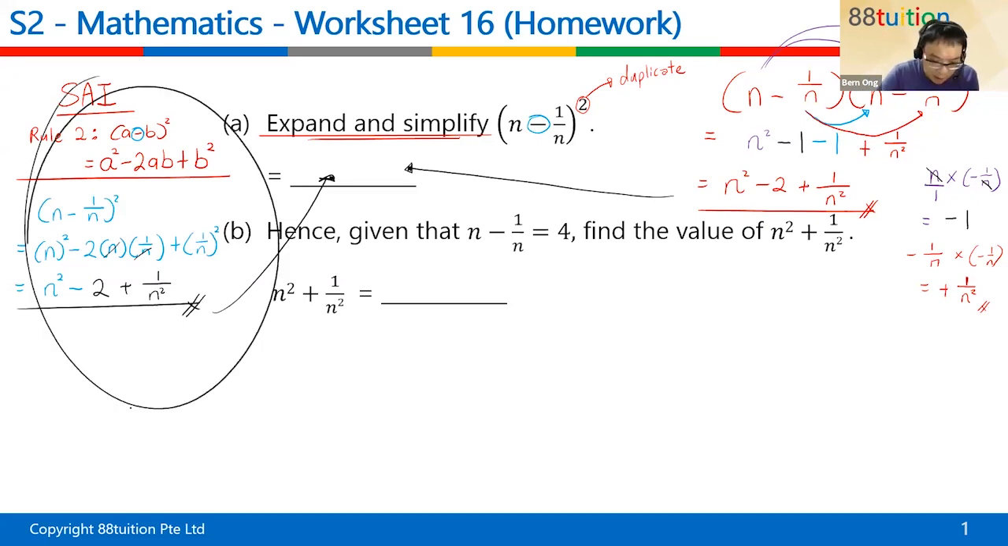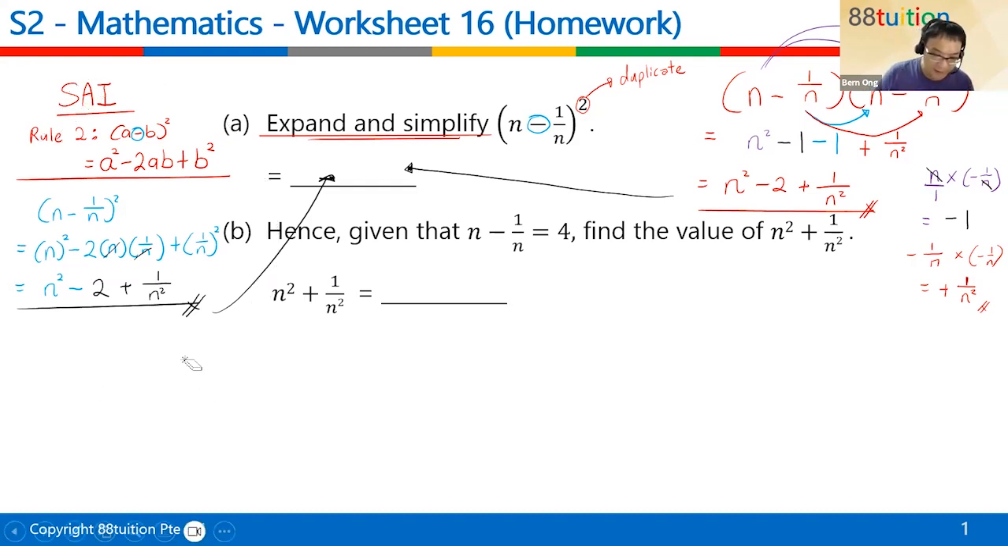Your expansion must be super fast and must be super accurate. My advice to you, use your special algebraic identity rules as best as you can, because in future you will need it a lot, especially in Sec 3. Trust me. So you have to build up the confidence, build up the way to do it fast and accurate.